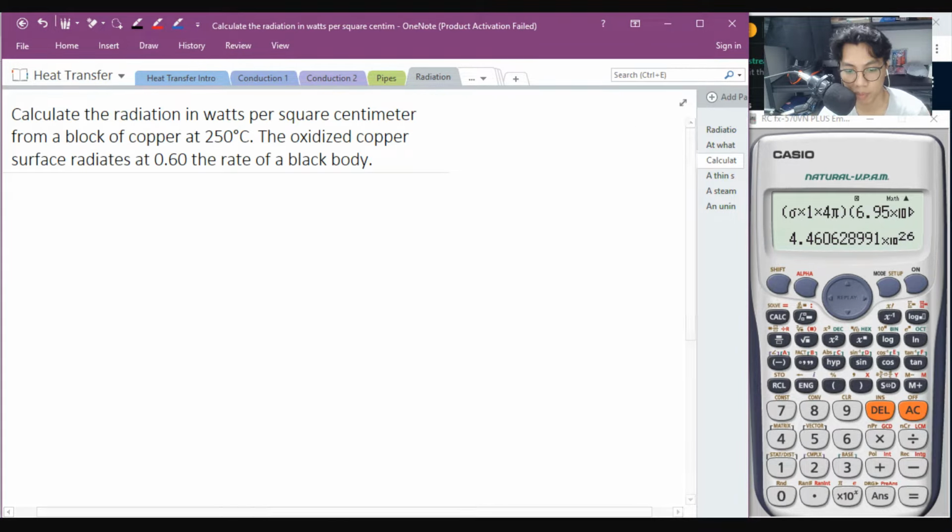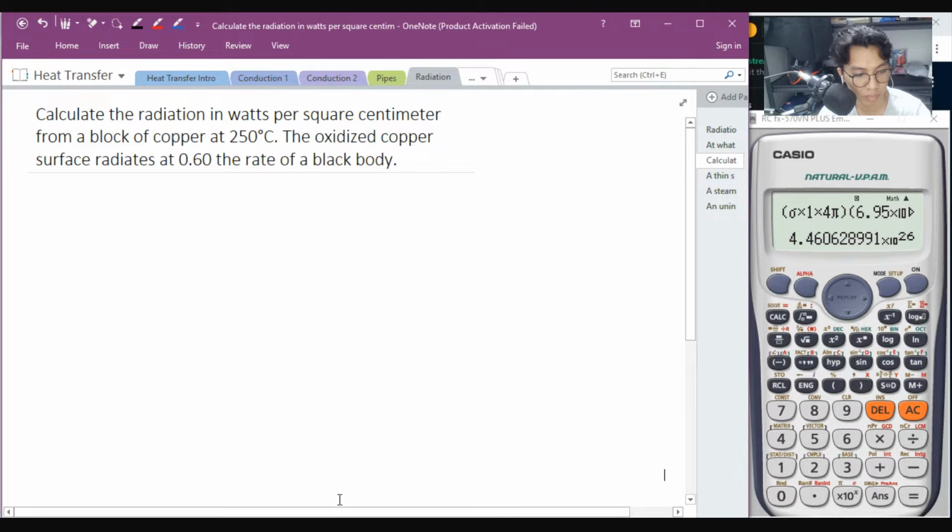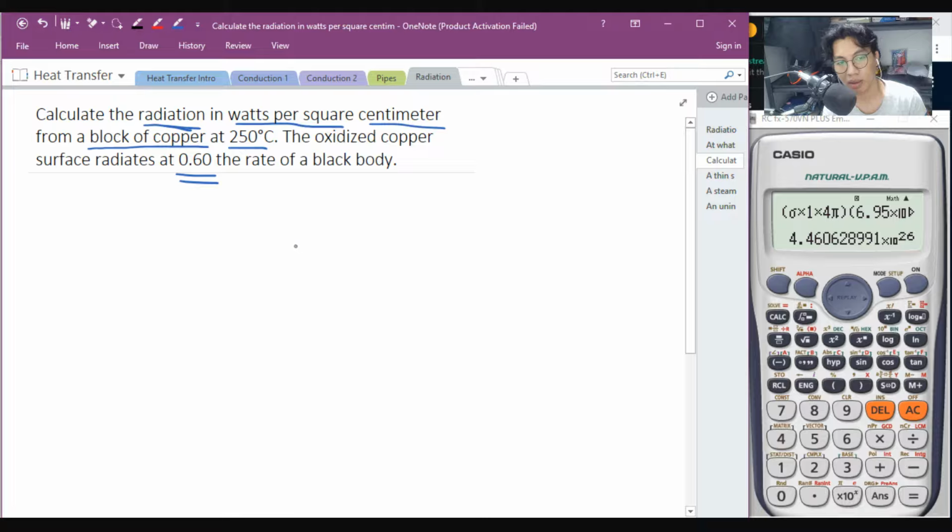How about problem number 2? Calculate the radiation in watts per square centimeter from a block of copper at 250 degrees Celsius. The oxidized copper surface radiates at the rate of 0.6 of the black body. So, the emissivity given here is 0.6.